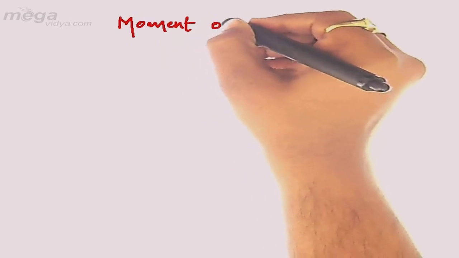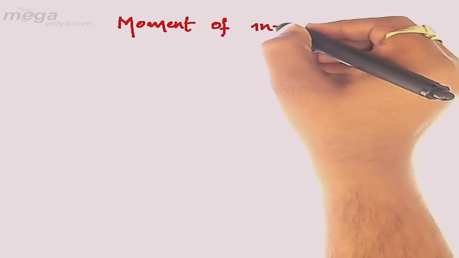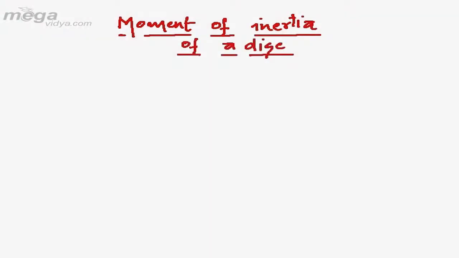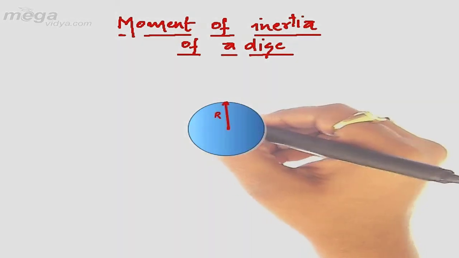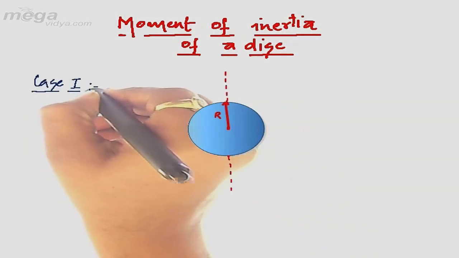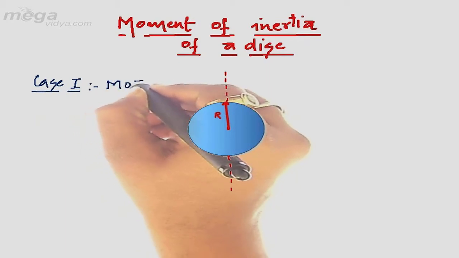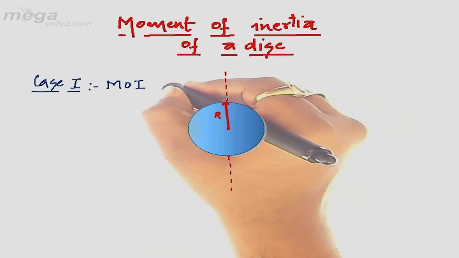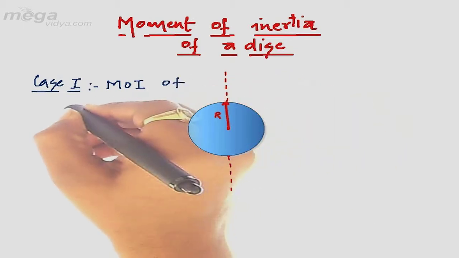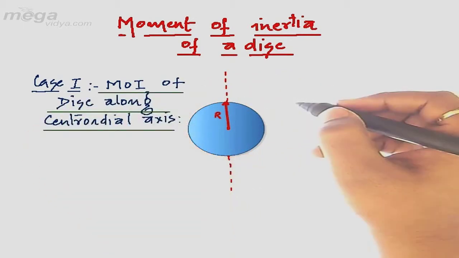Today we are going to discuss the moment of inertia of a disk. Now let's take a disk. Let us consider a disk of radius capital R. We are required to find the moment of inertia of this given disk along the centroidal axis, that is, the axis passing through the center of mass.